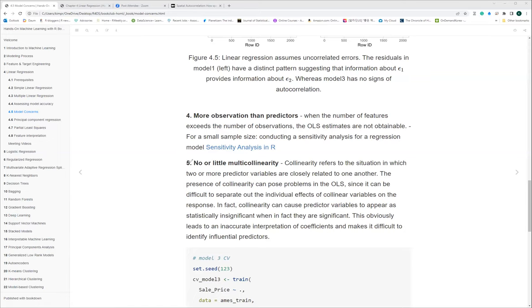And then number five is that there is no or little multicollinearity, which means if there are a lot of correlations between the predictors, that might be a problem. So we try to make sure there is no multicollinearity problem among the predictors. That's what we already know, so we pretty much understand what this one is about. How we can identify the multicollinearity problem is maybe with the cor function or the VIF function. These two functions allow us to identify which variables have a multicollinearity problem, especially the VIF factors.